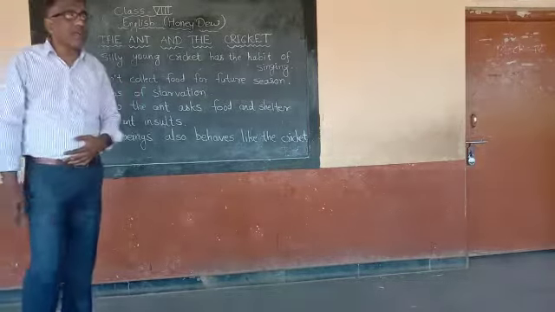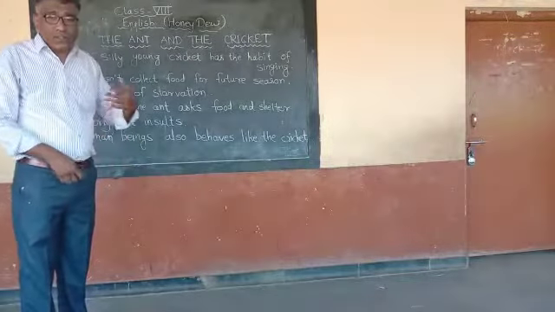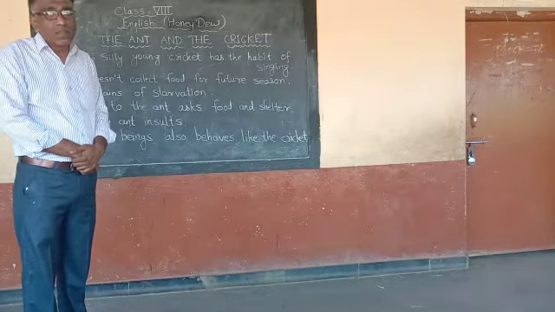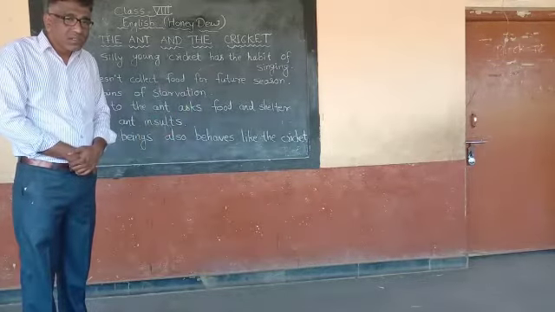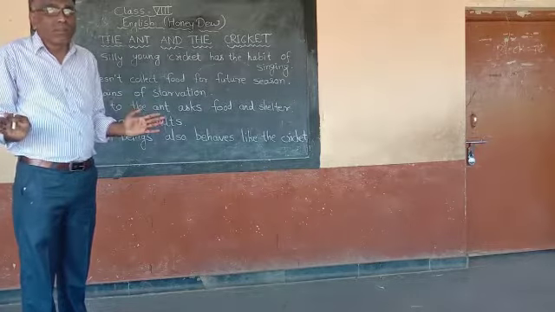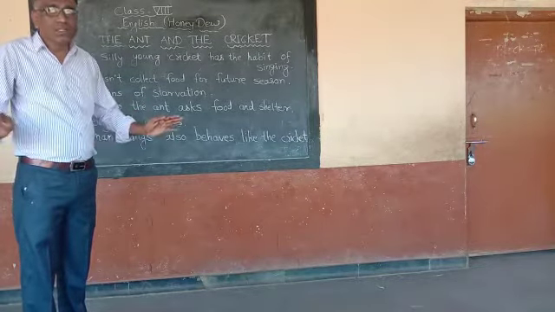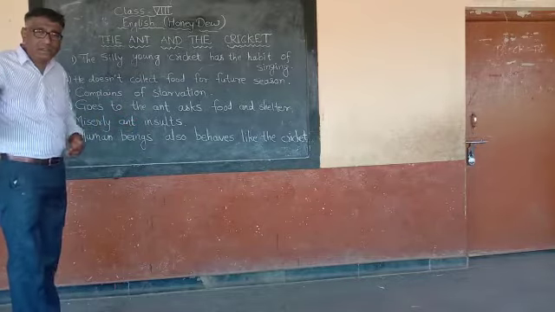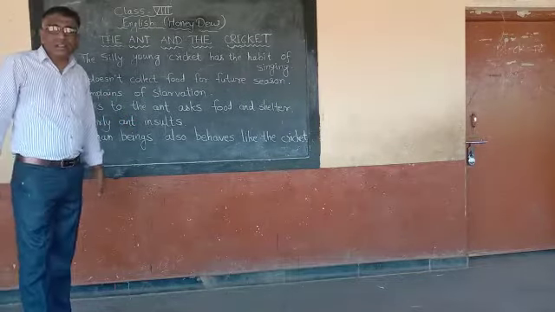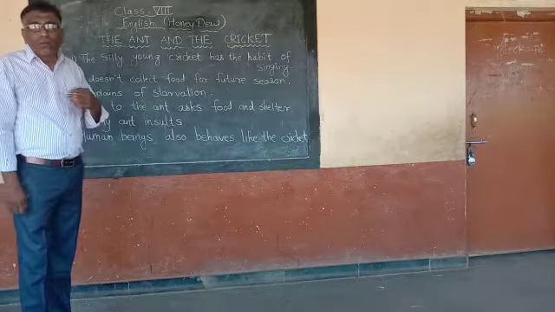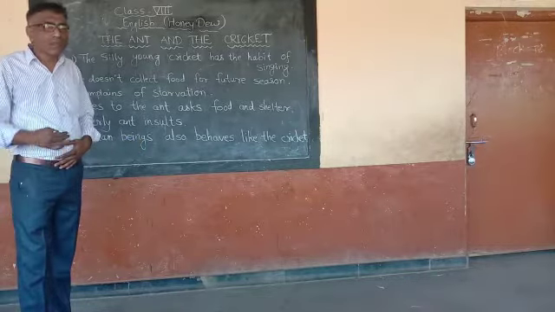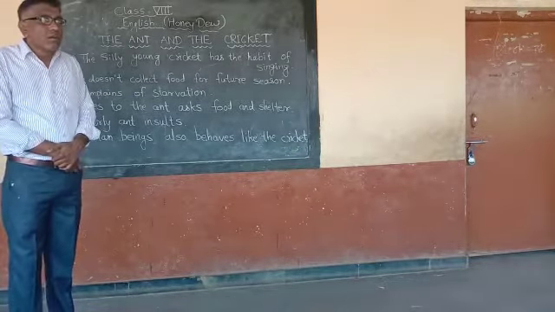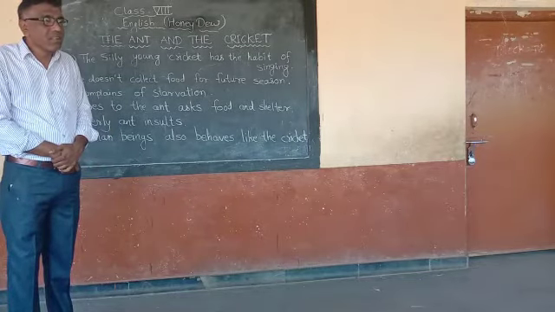Listening to this, the ant again says, you are saying that you sang, then you do one thing, now go from here and dance, because we can't lend you anything, it's our rule, we can't give you shelter. You just go from here and dance because there is snowfall outside. So listening to the answer of the ant, the cricket felt very sad and he left the place. In this way, the cricket gets insulting words from the ant.